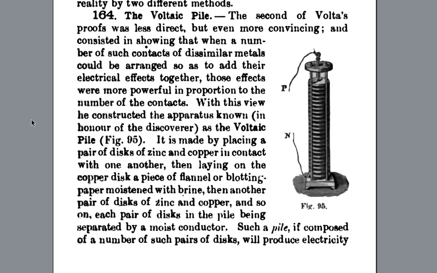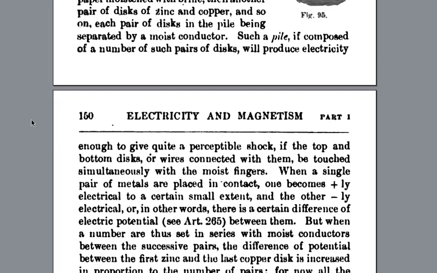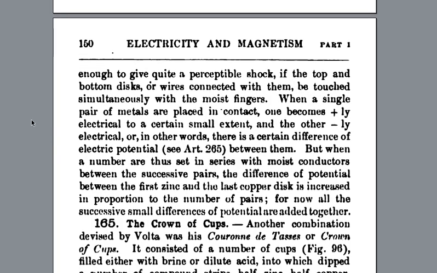Such a pile, if composed of a sufficient number of pairs of discs, produces electricity strong enough to give a perceptible shock when the top and bottom discs, or wires connected with them, are touched simultaneously with moist fingers. When a single pair of metals is placed in contact, one becomes positively electrical to a small extent, and the other negatively electrical. In other words, there is a small difference of electric potential, see Article 265, between them.